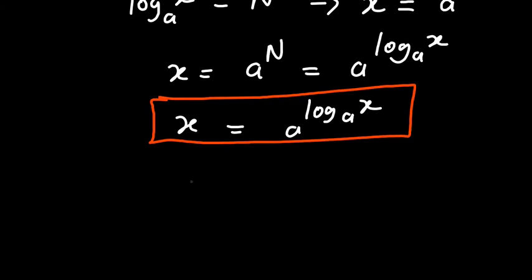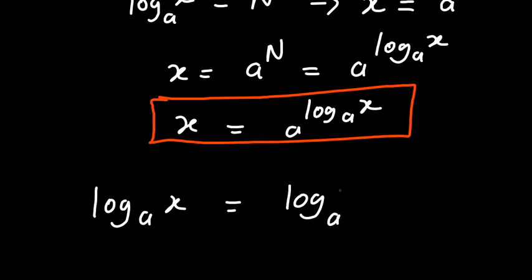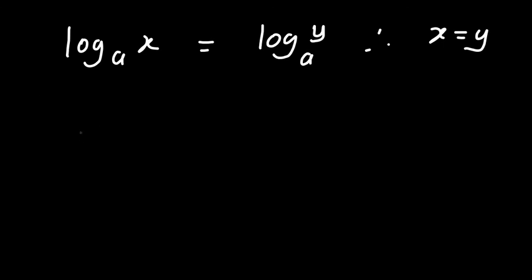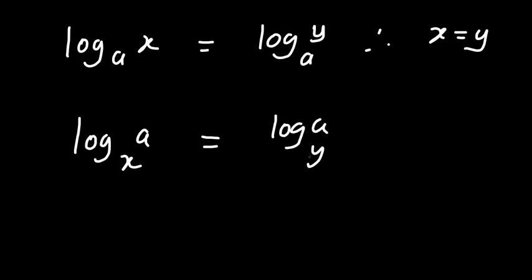The other one is the equality property, where we can say if log base a of x is the same as log base a of y, which means x is equal to y. This is the equality property of logarithms. I think this also holds true if x is equal to log base a of y, which means our bases are also the same.